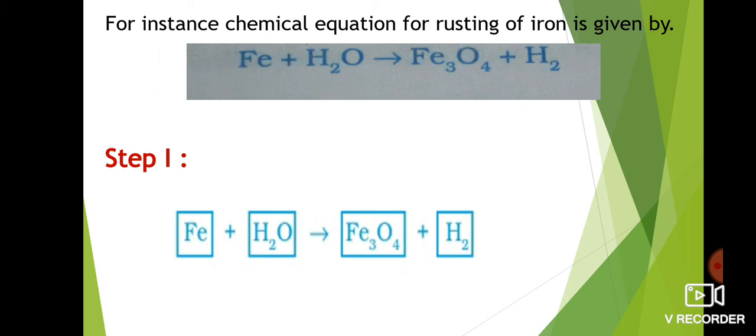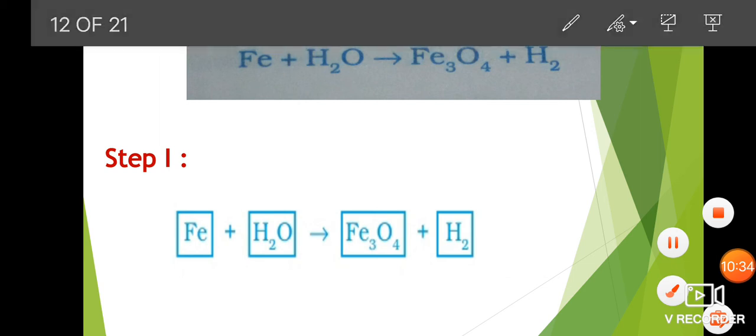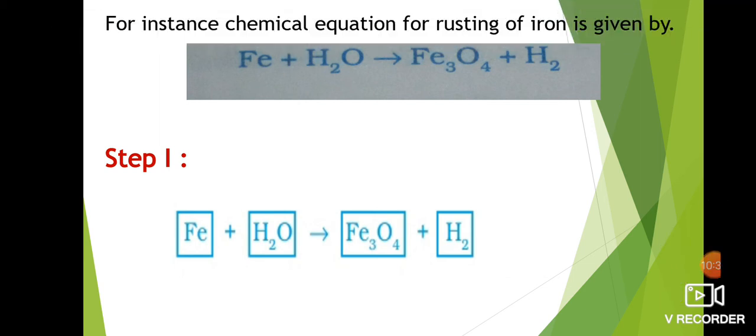So see here, on the reactant side, the iron atom is only one. On the product side, there are three iron atoms present. And next, hydrogen here two, and the product side also two. On the reactant side, oxygen is only one. On the product side, oxygen is four atoms. So for this reason, and to maintain the law of conservation of mass, we should balance this chemical equation.